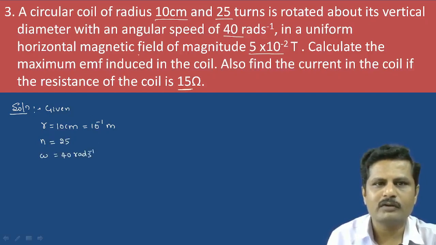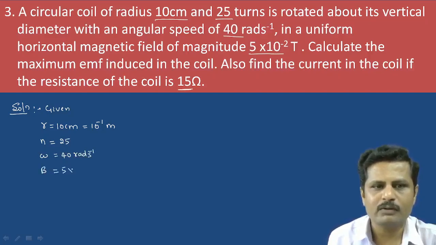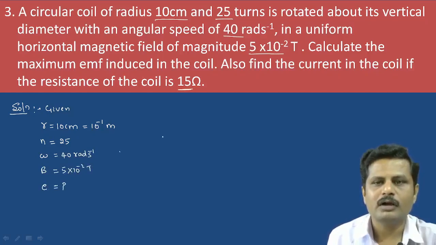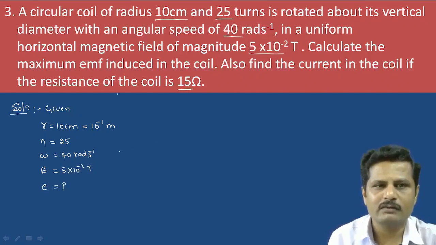in a uniform horizontal magnetic field of magnitude B equals 5 into 10 raised to minus 2 Tesla. We need to calculate the maximum EMF, so we need to find E, the maximum EMF. Also find the current in the coil if the resistance equals 15 ohm. So we need to find the current, where the resistance is 15 ohm.